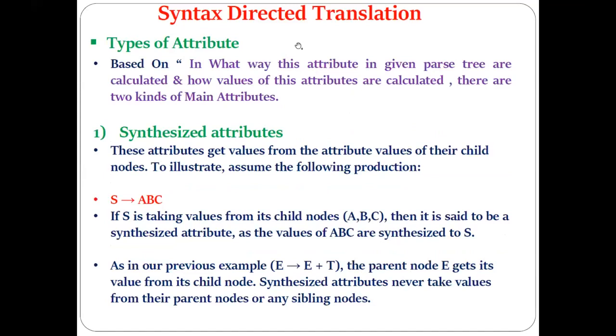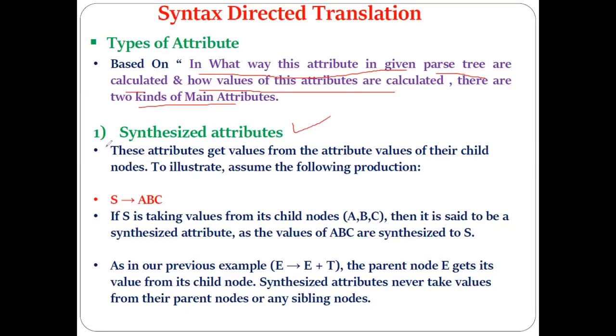Based on in what way the values of these attributes in a given parse tree are calculated, there are two kinds of attributes. Based on how the values are computed, there are two main types of attributes. And the first one is the synthesized attribute. Now let's see what exactly is meant by the synthesized attribute.